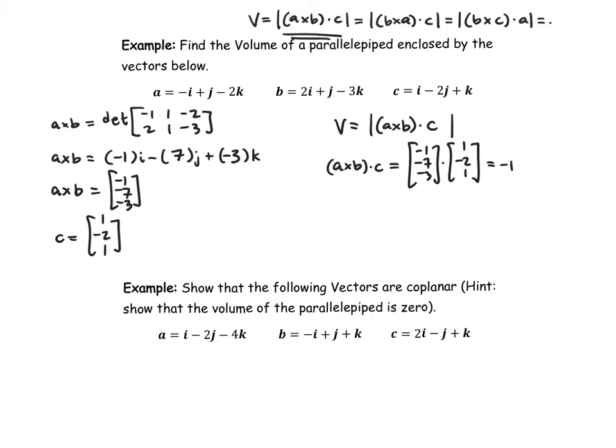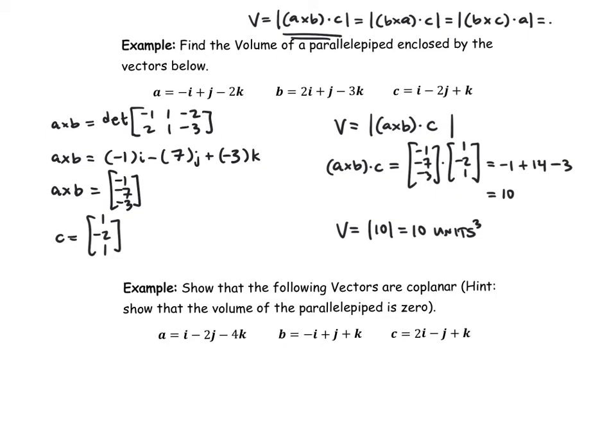The result of that comes out to be -1 times 1. This is the scalar product of two vectors, right? Then we add -2 times -7 and add -3 times 1, which gives us a result of 10. So that's the result of A crossed with B dotted with C. If I took the absolute value of that, nothing changes. And so the volume of this particular prism is 10 cubic units.